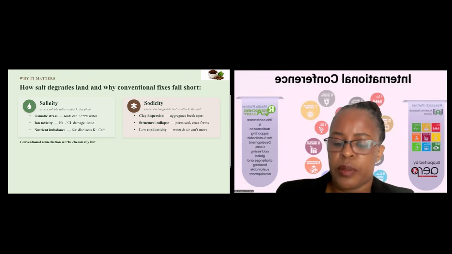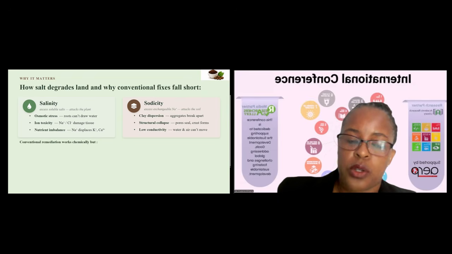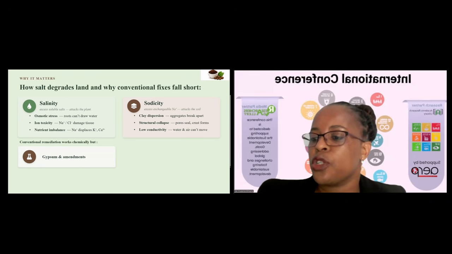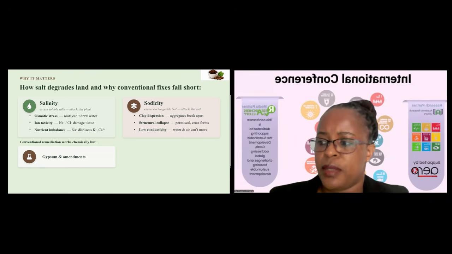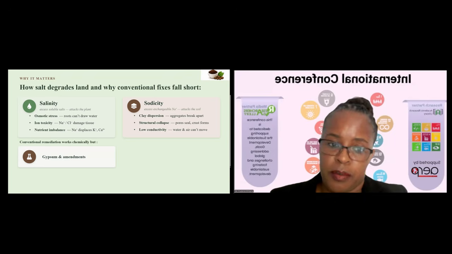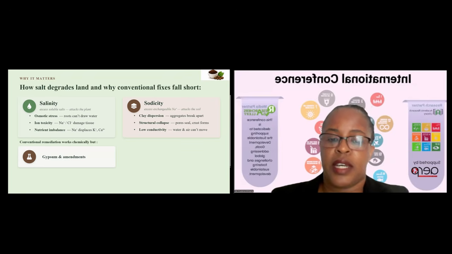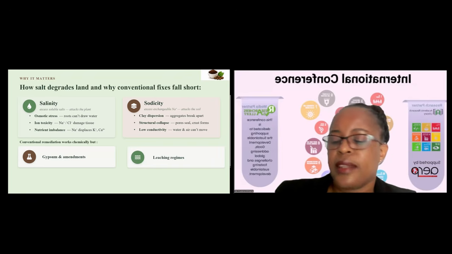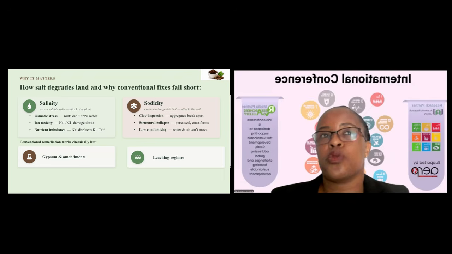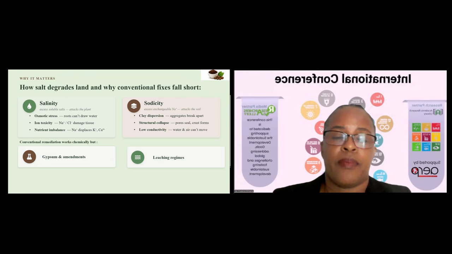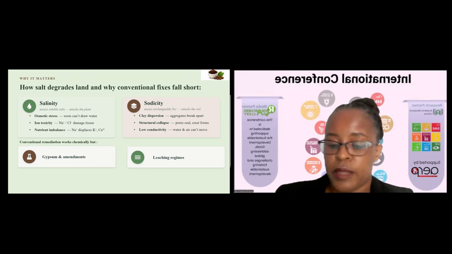So the usual remediation methods for salt-affected soil, first it's gypsum and amendments. This uses calcium, which is meant to displace sodium, but this requires large amounts and multiple doses. So for low-income countries, this is very expensive and it's not always practical. And then the leaching regimes, where they use water to leach out all the salts and the sodium, but this requires a lot of water, and in most arid and semi-arid regions that is already a limitation.